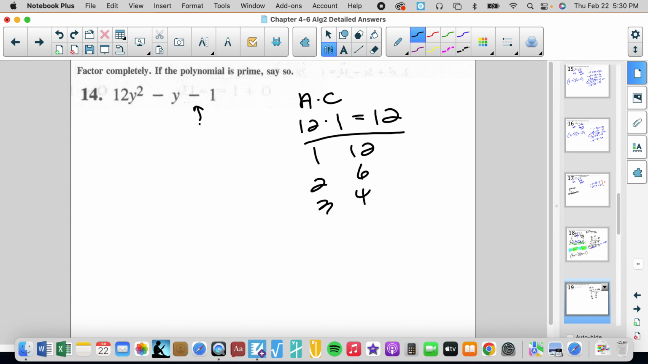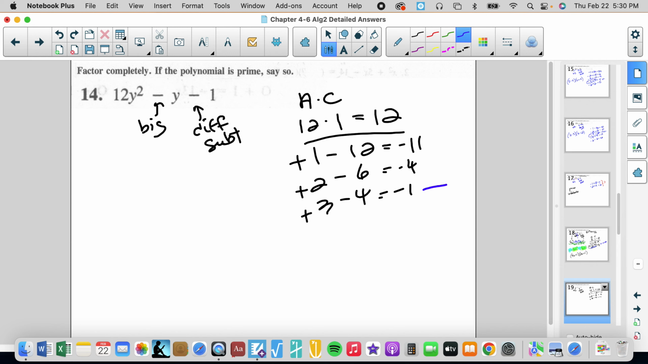My signs are different. That means we're going to subtract, and the bigger is negative. So my bigger of the two are negative. That means the smaller are positives. That gives me negative 11, negative 4, negative 1. So my middle term is 1, negative 1 there.